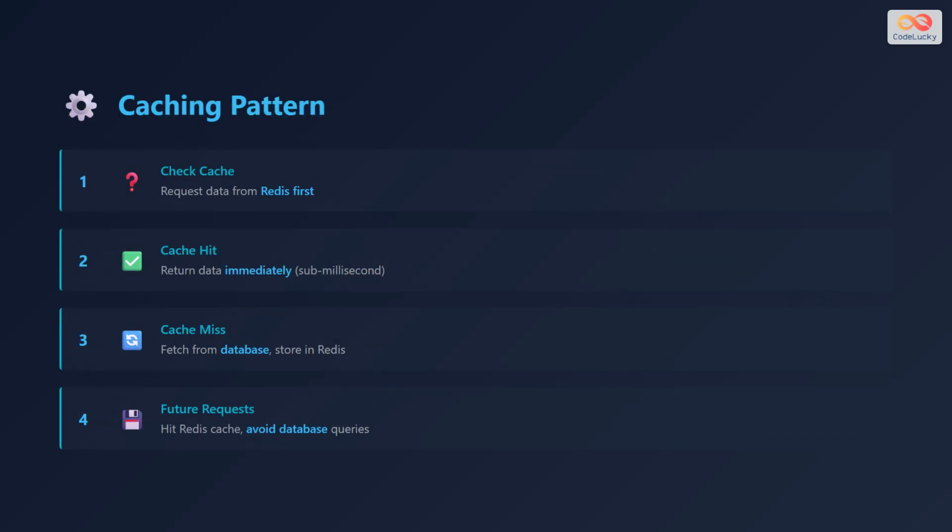Here's how caching works with Redis. When a request comes in, you first check Redis. If the data exists, you get it immediately in less than a millisecond. This is a cache hit. If the data isn't there, you fetch it from your database and store it in Redis for future requests. This is a cache miss. Now, any subsequent requests for that data will hit Redis instead of the database. This pattern dramatically reduces database load and improves application performance.